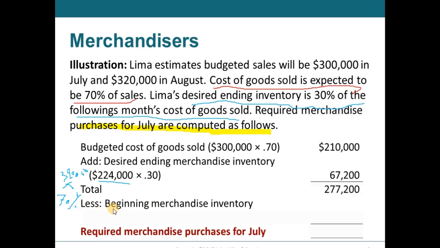Less beginning inventory. The beginning inventory will be the cost of goods sold times 30%. Required merchandise purchases for July: 214,200.